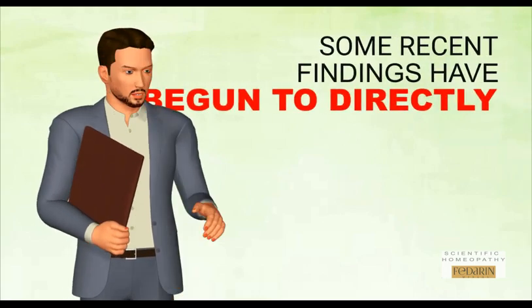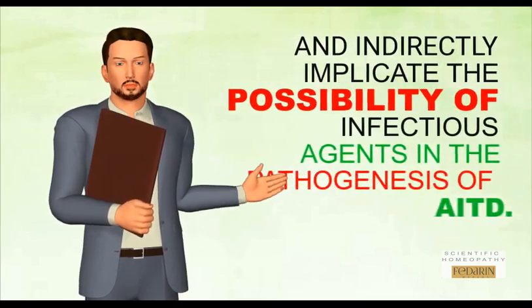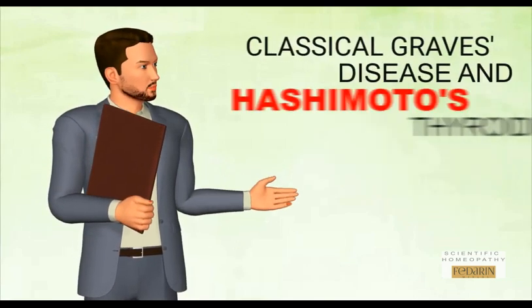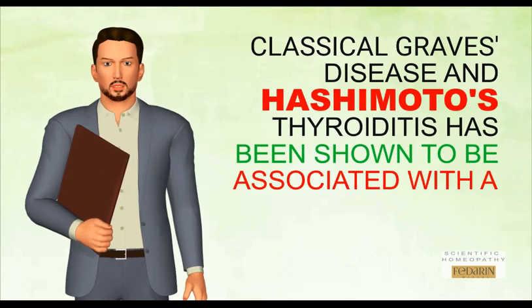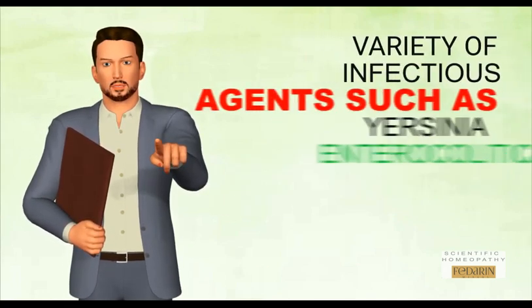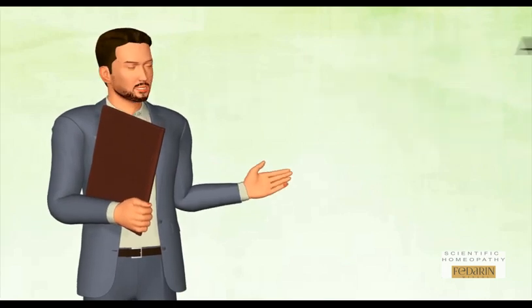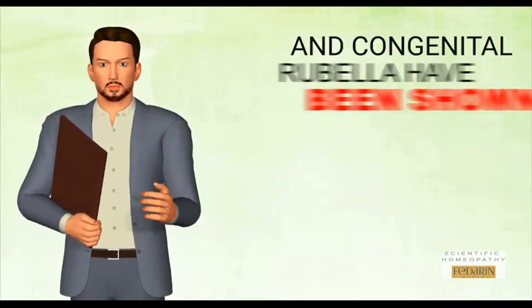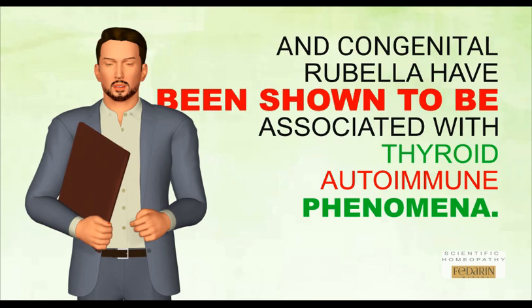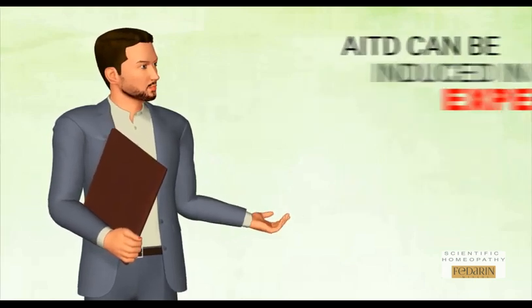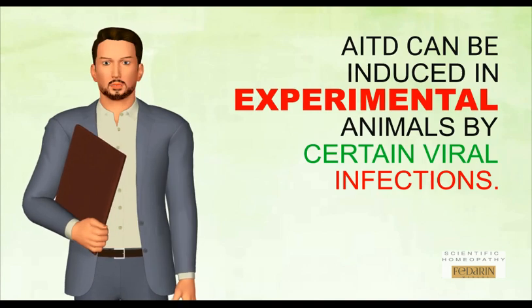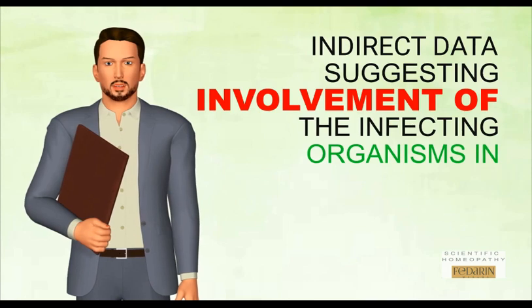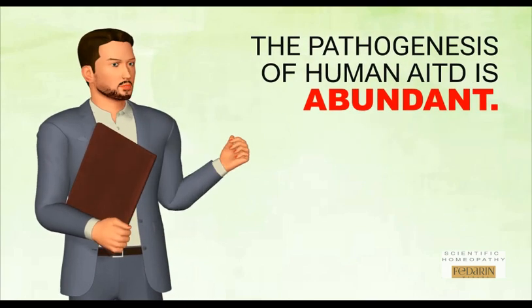Some recent findings have begun to directly and indirectly implicate the possibility of infectious agents in the pathogenesis of AITD. Classical Graves' disease and Hashimoto's thyroiditis have been shown to be associated with a variety of infectious agents such as Yersinia enterocolitica and retroviruses, while infections of the thyroid gland such as subacute thyroiditis and congenital rubella have been shown to be associated with thyroid autoimmune phenomena. AITD can be induced in experimental animals by certain viral infections. Indirect data suggesting involvement of the infecting organisms in the pathogenesis of human AITD is abundant.